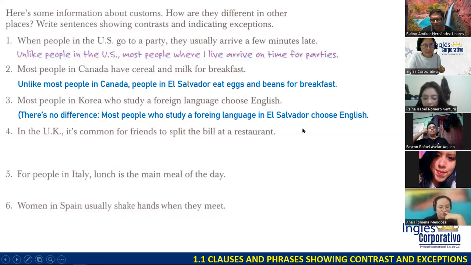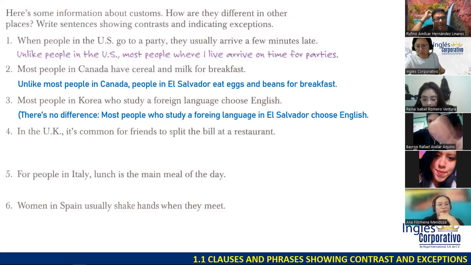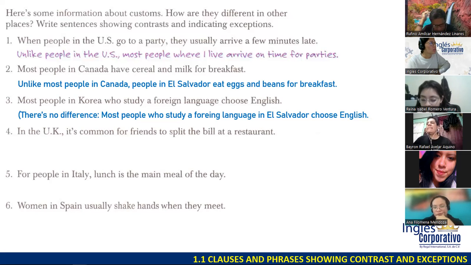Luego tengo la siguiente. Dígame, Rufino. And that's always the three, the sentence in three. I can accept. I made with accept in the sentence three. I don't know if it's correct. Most people in Korea who study a foreign language choose English, except they don't speak freely.